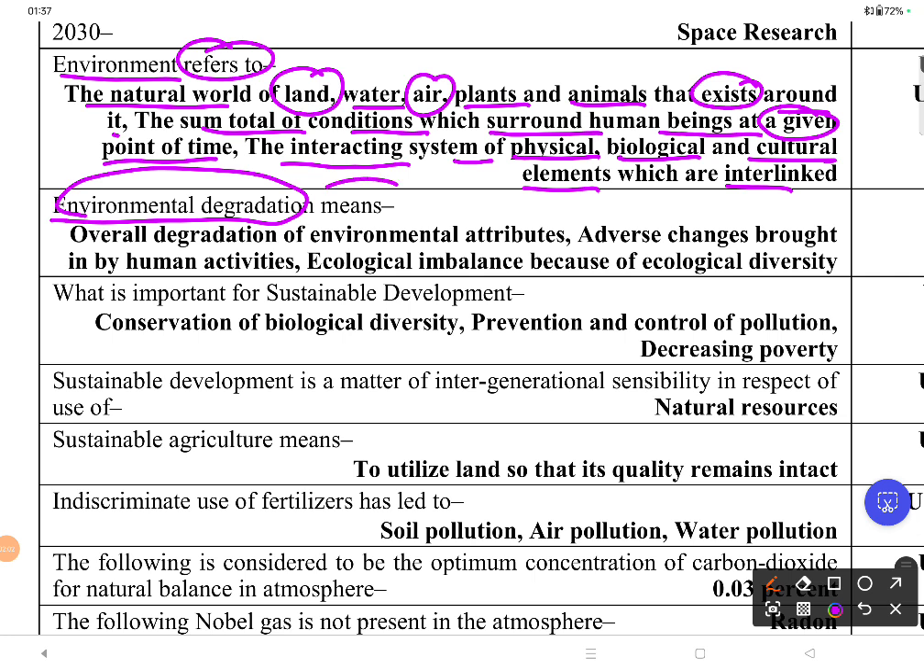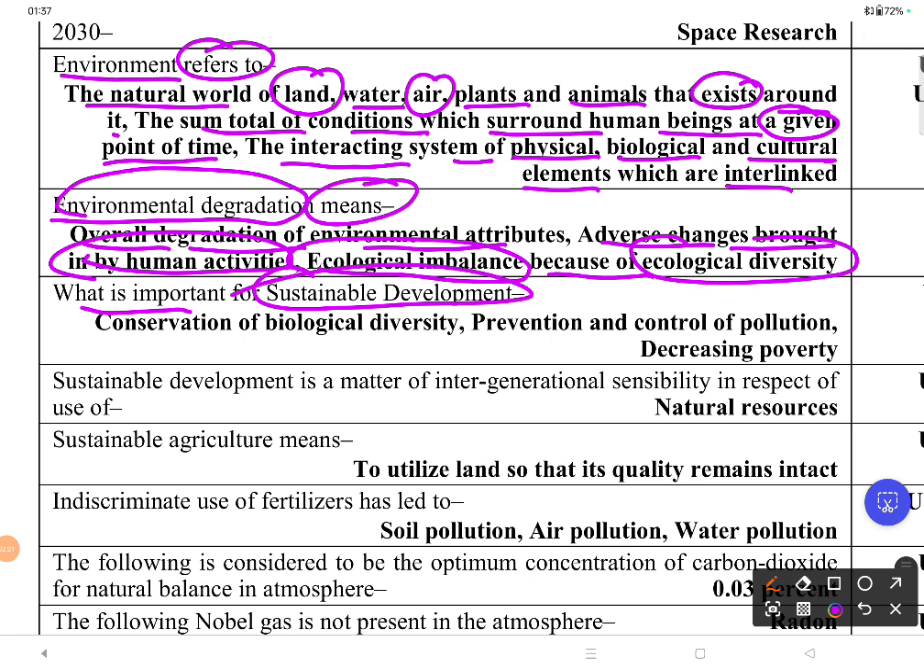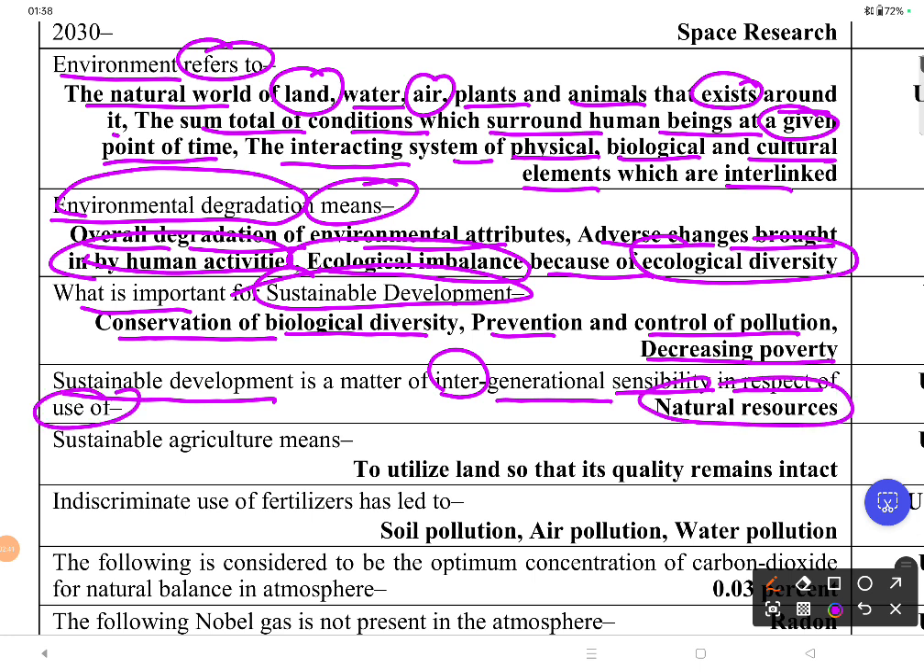Environmental degradation means overall degradation of environmental attributes, adverse climate changes brought in by human activities, and ecological imbalances because of loss of ecological diversity. What is important for sustainable development? Conservation of biological diversity, prevention and control of pollution, and decreasing poverty. Sustainable development is a matter of intergenerational sensibility in respect of use of natural resources.